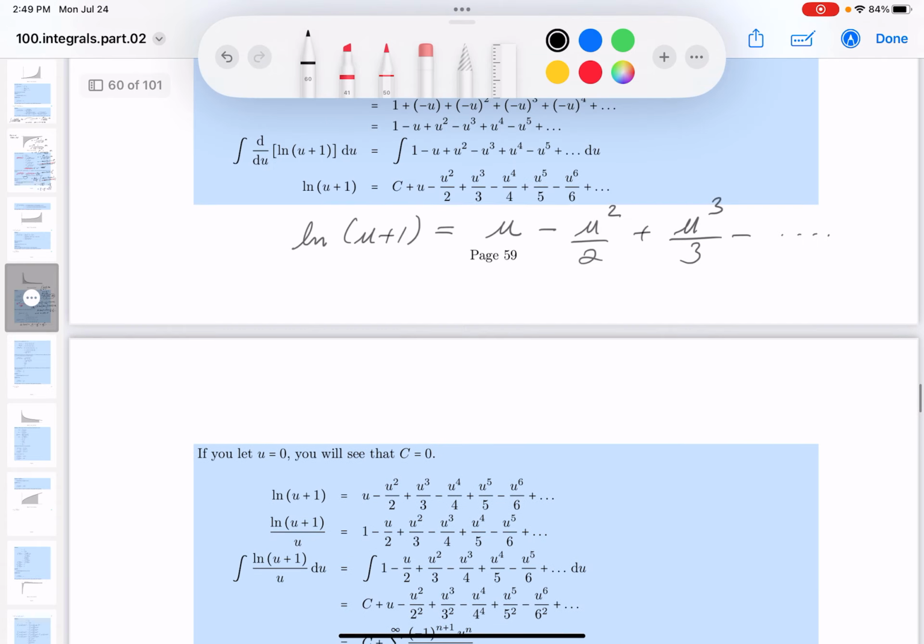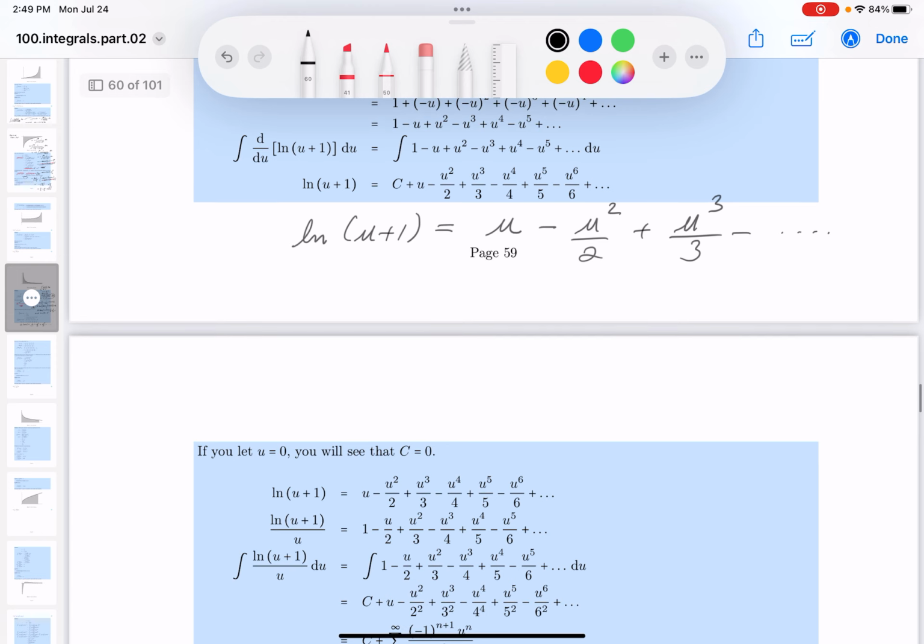So let's figure out, wrote that down. I'm checking my notes right now, see if I wrote this down. I did. It's more extensive, though. Let's divide it by u.